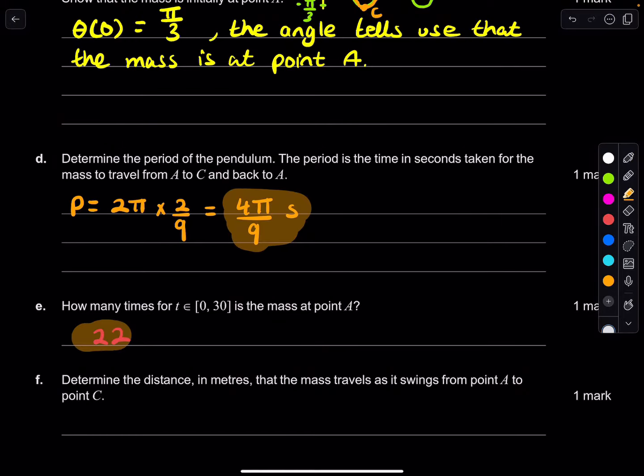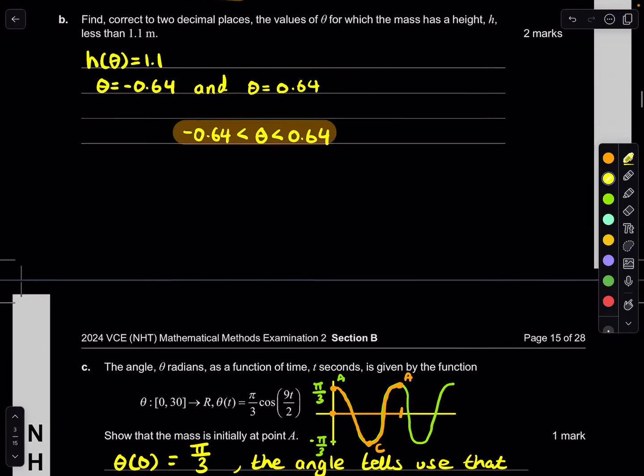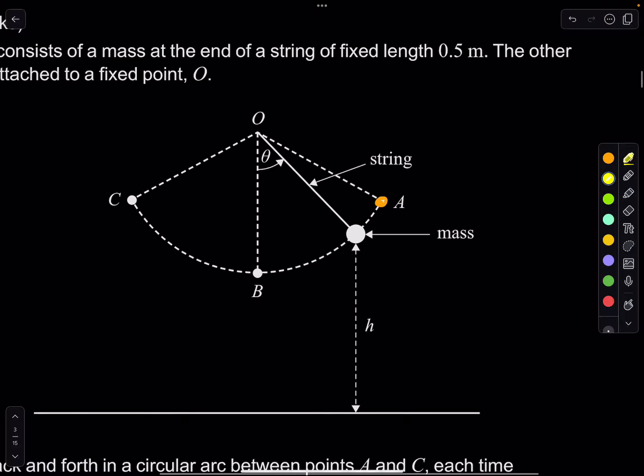Done. So that's beautiful. Next part. Determine the distance in meters that the mass travels as it swings from point A to point C. All right, let's go here. So we're saying we want to determine the distance if it's going from A to C. So like this distance here.